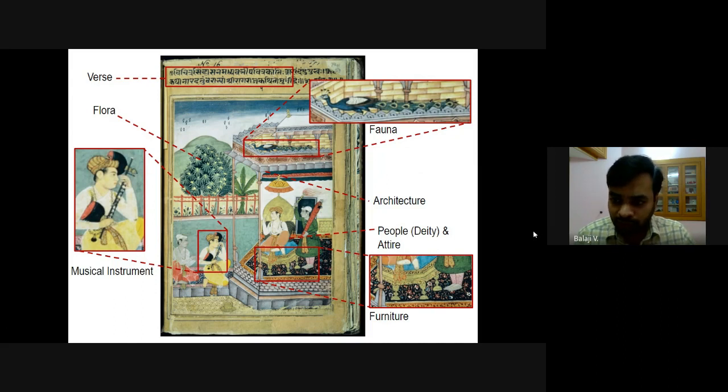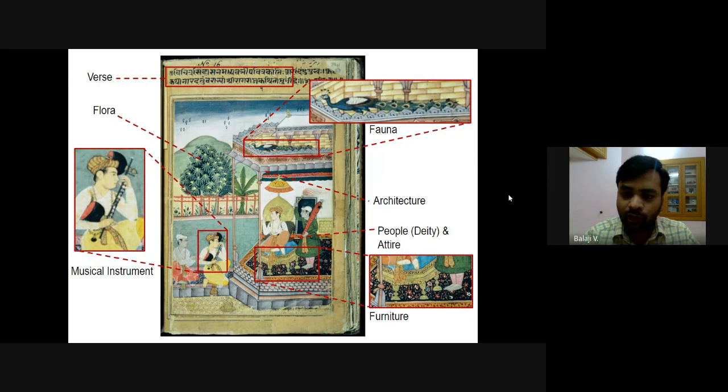So each raga, or melodic mode, has to evoke such feelings. The painting tries to visually illustrate that. And musical instruments are also varied according to the regional representations. You find different musical instruments in Deccani Ragamala paintings compared to the Rajasthani Ragamala paintings. So this is what basically it looks like.